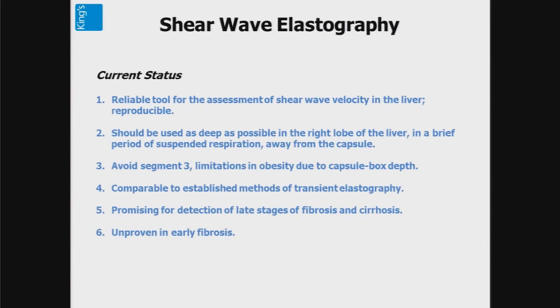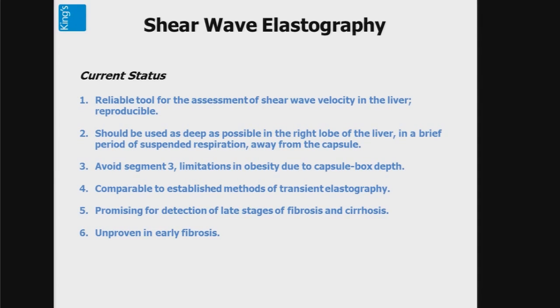So where are we at the moment with shear wave elastography? Well, it's a reliable tool for assessment in the liver, and it's reproducible. You should go as deep as possible in the right lobe of the liver in a brief period of suspended respiration away from the capsule. Avoid segment 3. There are limitations in obesity, and there are limitations when you've got a very fatty liver. Remember, you're using ultrasound. Any limitations for ultrasound in general will apply to this as well. So if you've got a very echogenic liver, it's sometimes difficult to get those readings as accurate as you can.